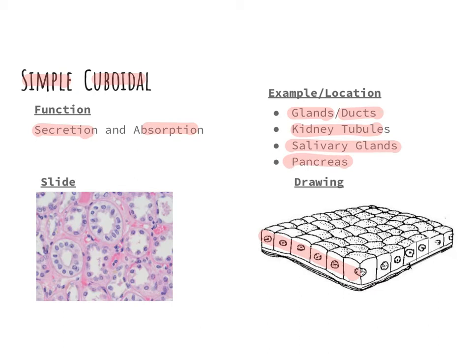If we look at the image, I'm just going to circle or highlight one of these circles you see in that image. I want you to picture this. This is like a cross-section of a duct or a tubule within your body. And around the outside, you should see these cube-shaped cells that are going to help with secretion and absorption.